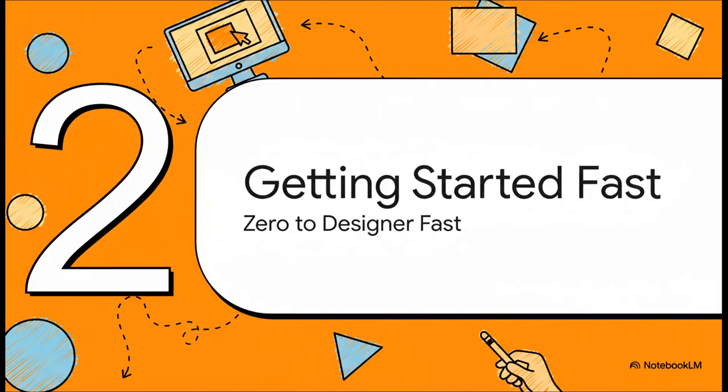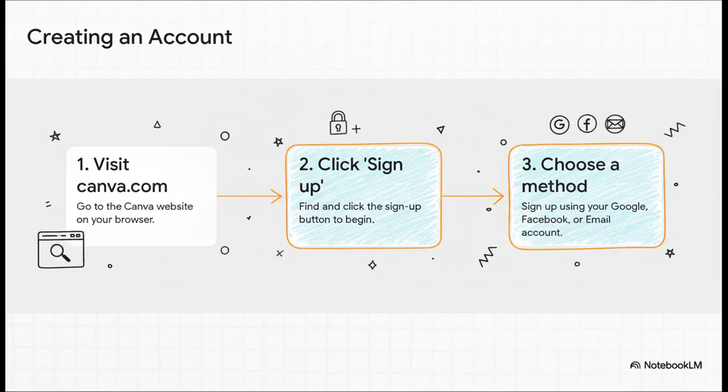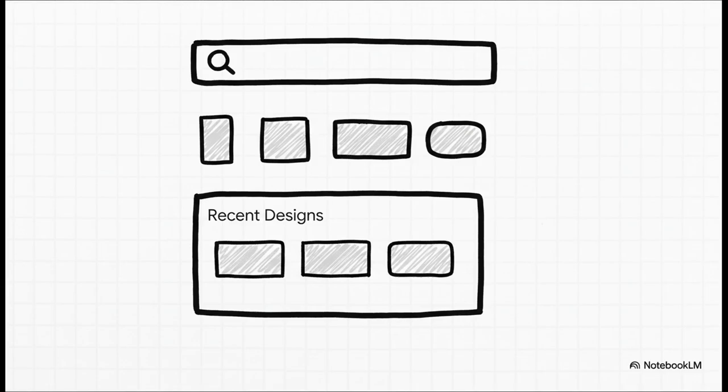So, how fast can you actually get started? I'm not joking when I say you can go from zero to designer in under a minute. Let me show you how. Signing up is ridiculously easy. It's 3 steps. You go to canva.com, you click sign up, and then you just connect your Google account, Facebook, or your email. Boom, that's it. You're in. No crazy forms, no waiting for approval. Done.